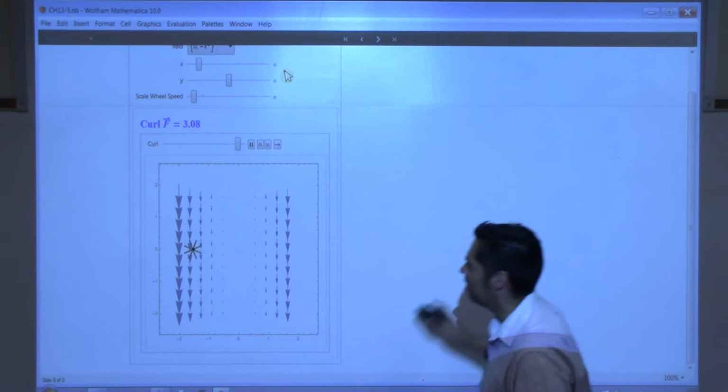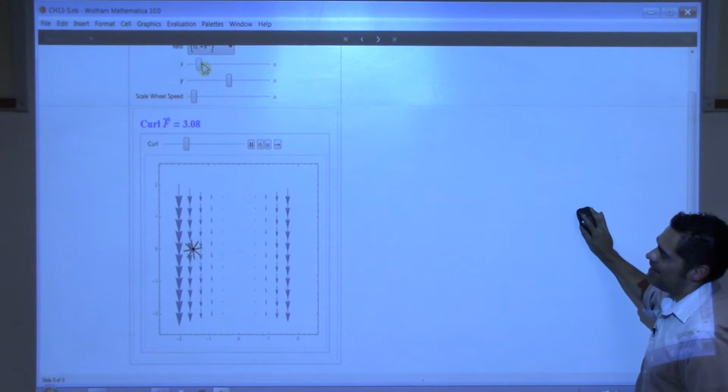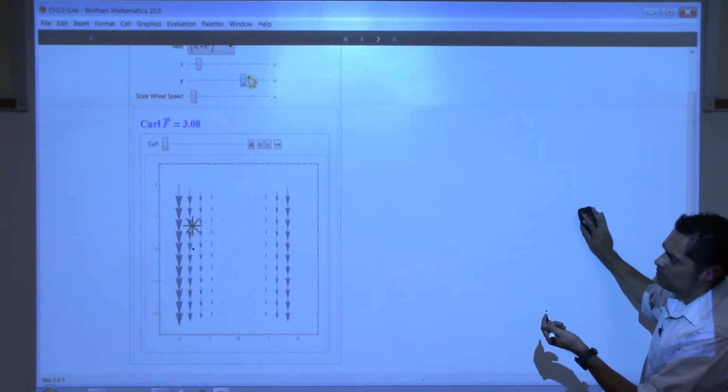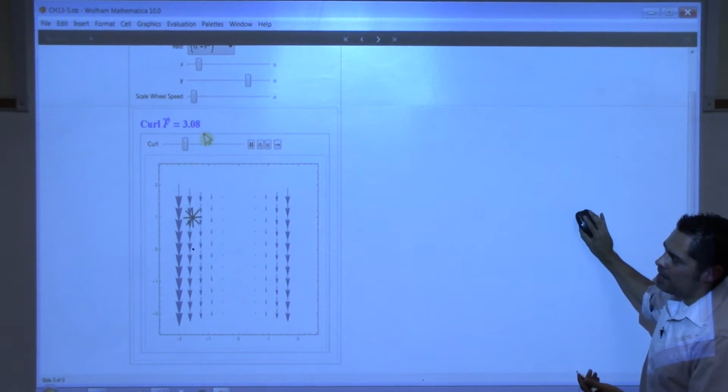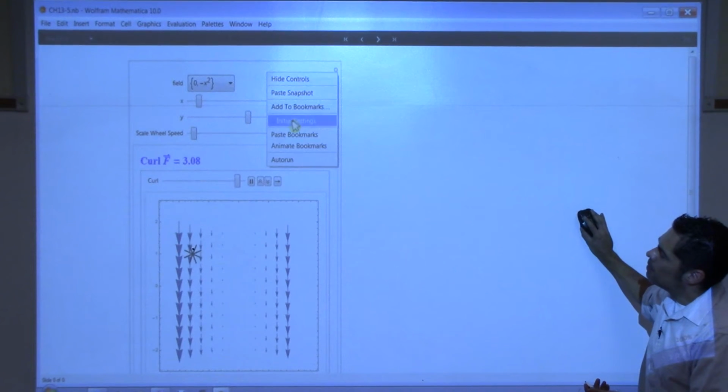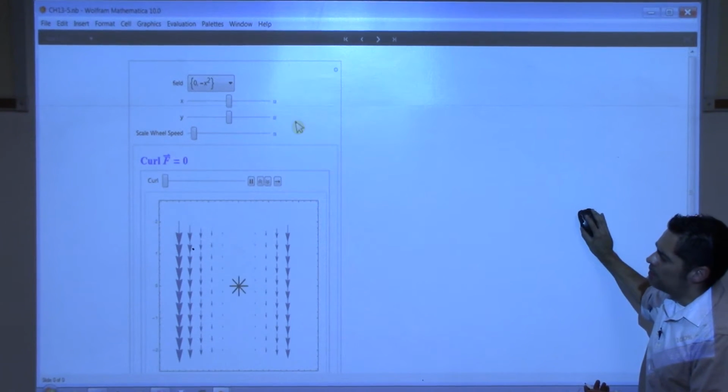That was a nice spin, too. You like that? Okay. And then what if I move him up? Nothing should happen, right? Yeah, the curl's exactly the same, 3.08. Initial settings. Go back to the beginning.